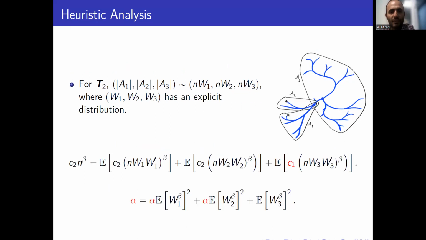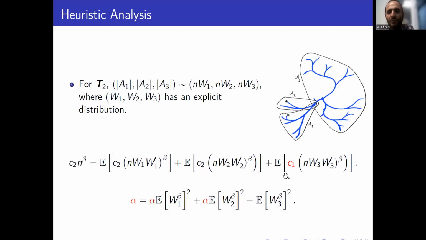The other equation is obtained for trees of type 2. Again, I show that the normalized sizes after splitting converge to some explicit distribution, and we obtain a similar identity. But note that there is C2 everywhere here, except the last one, because all of the trees are of type 2 except the third branch, which is of type 1.